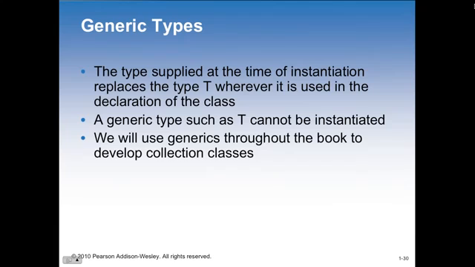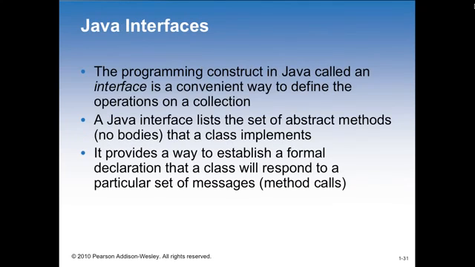So with generic types, the type is supplied at the time of the instantiation, and replaces the type T with whatever is used in the declaration of the class. So whatever we're going to hold in there, a generic type such as T cannot be instantiated. So we can't say widgets, gadgets, we have to actually apply it. The book uses generics throughout to develop collections of classes, essentially. So you're going to see this in most of the examples.